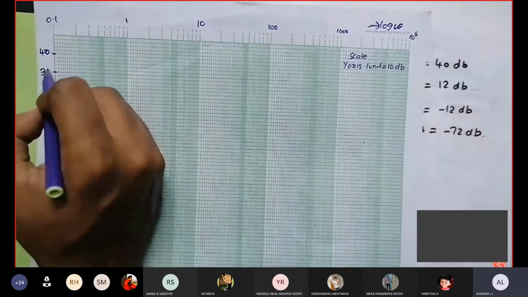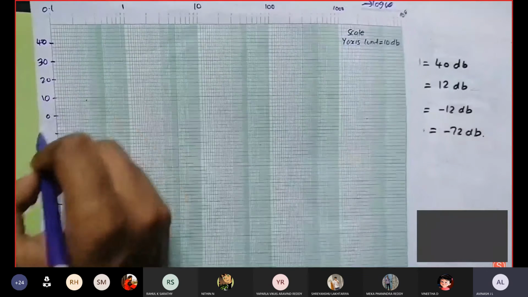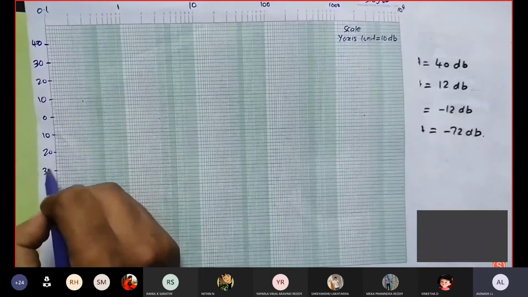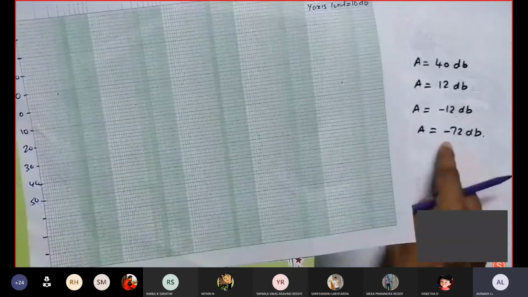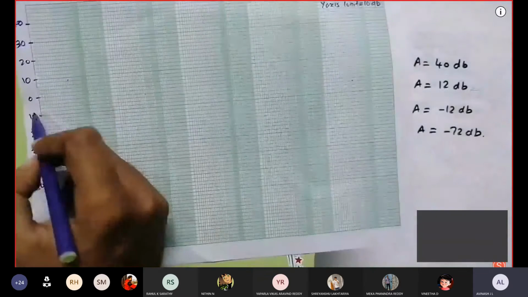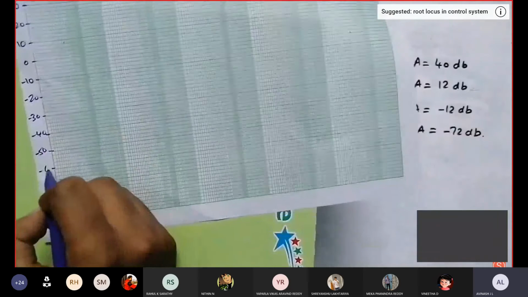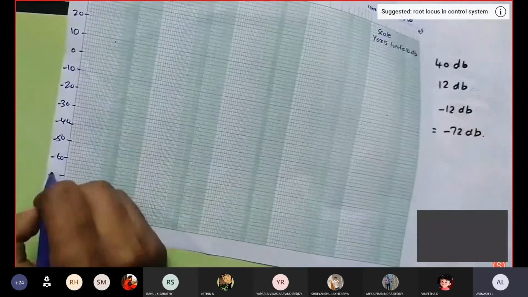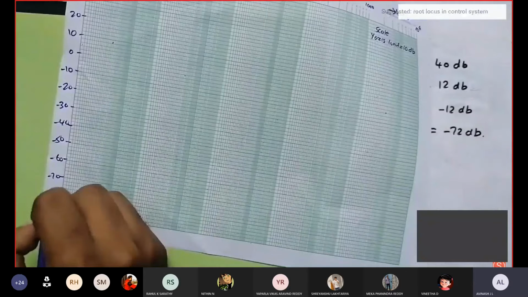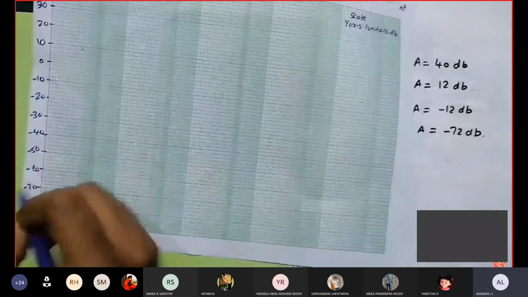Okay, so this one is 40, then 30, 20, 10, 0, 10, 20, 30, 40, 50, up to, I need to get up to minus 72. From here onwards, after 0, it is negative values. Minus 10, minus 20, minus 30, minus 40, minus 50, minus 60, then minus 70, minus 80. So I got minus 72 also. Okay, so this is my magnitude plot.